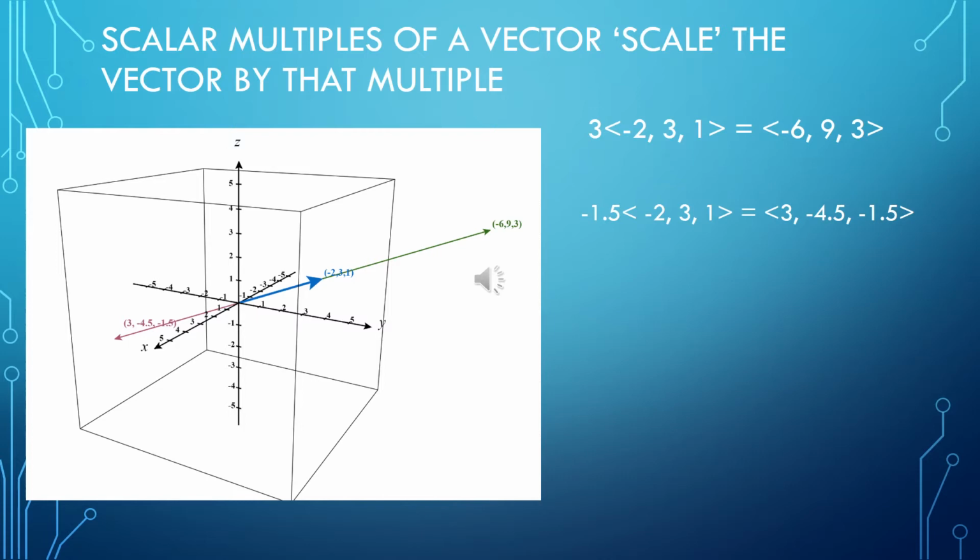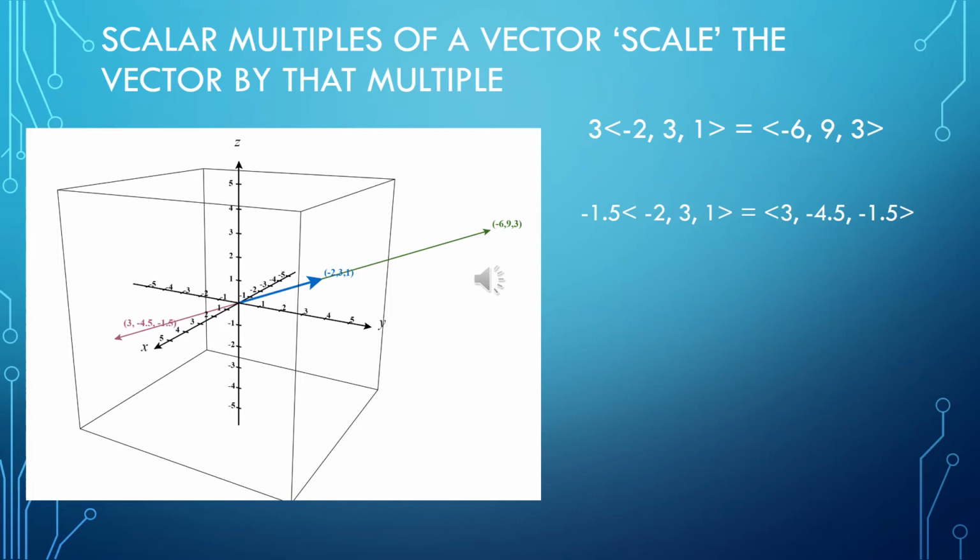Shown here is an example of taking the scalar 3 and multiplying the vector -2, 3, 1 by the scalar 3. Notice the arithmetic is what you would think it would be. I multiply each component by the scalar, and in this case I would get -6, 9, 3 as my scalar multiple of -2, 3, 1. That vector is shown as a green vector, which is longer than -2, 3, 1. It's actually 3 times as long as -2, 3, 1.